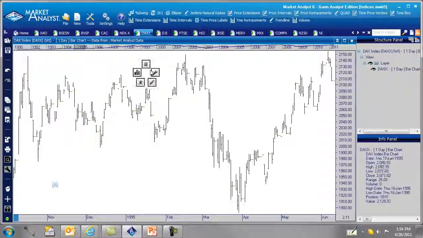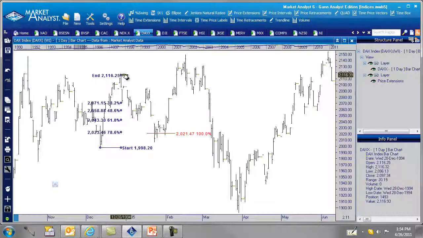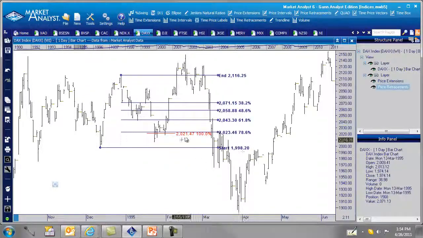We'll go to price extension, and we take the high to this low here, and then from this high, third data point, drag it across. There's our 100% level for the price extension. Now we do the price retracements, low to high, drag it across. Nice. This is right beside the 786.